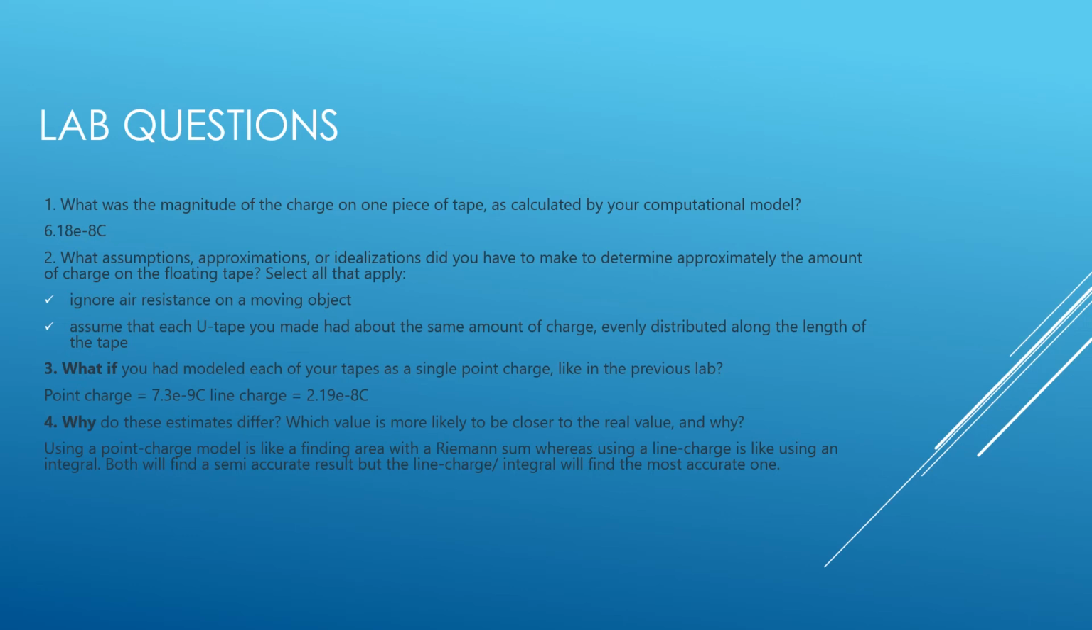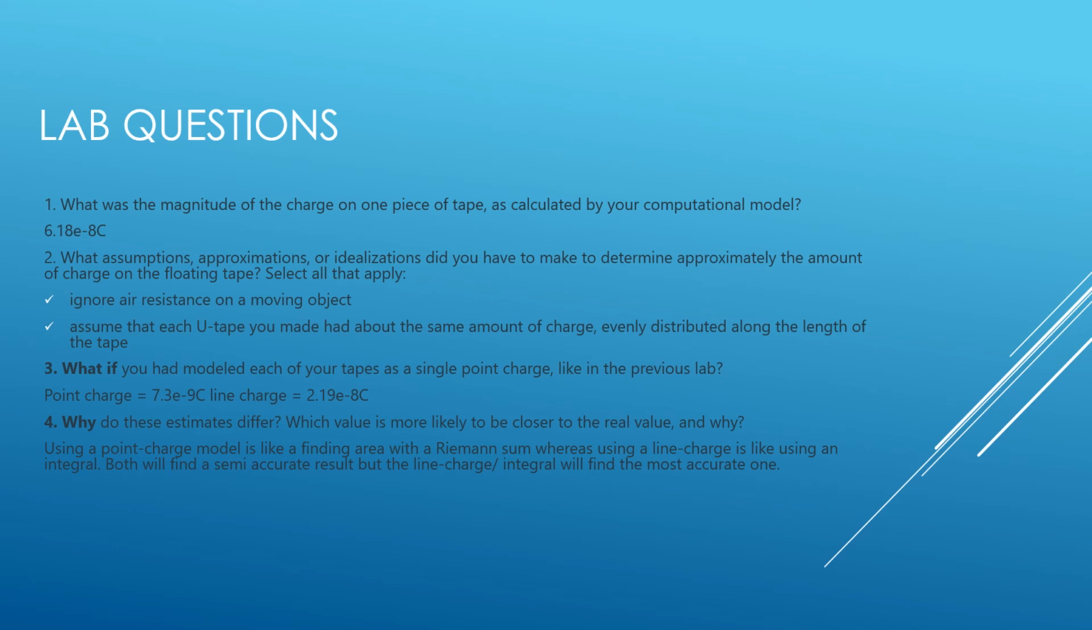And what are the assumptions, approximations, or idealizations you made in the lab? We ignored air resistance, which most likely had a big effect because in my room specifically, the vent pushes pretty hard and it most likely had an effect on that top piece of tape. And we assumed that each tape had an even distribution of charge, which most likely was not the case. It probably was not an even distribution, which would have caused a different result.